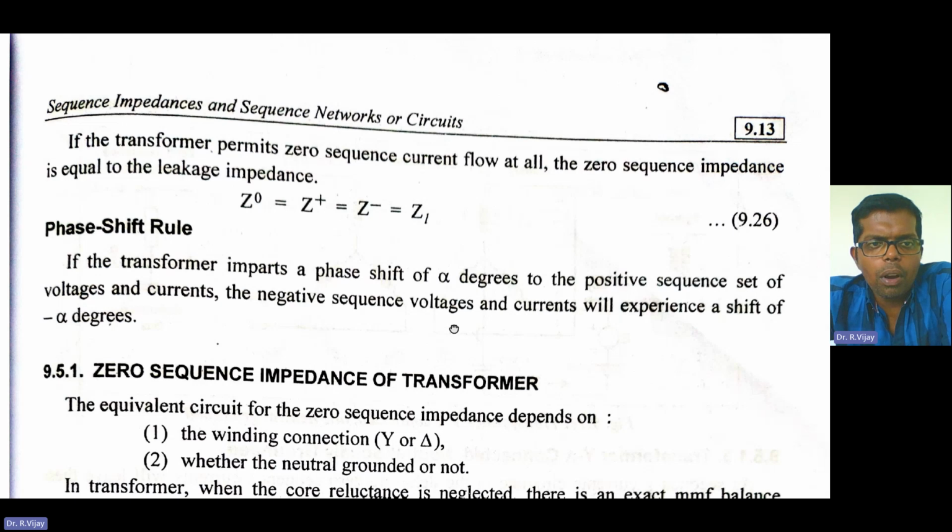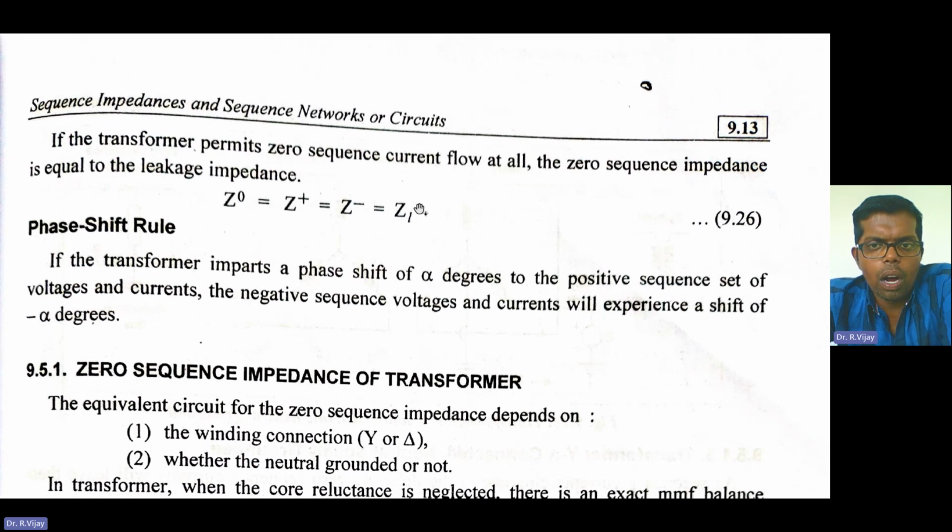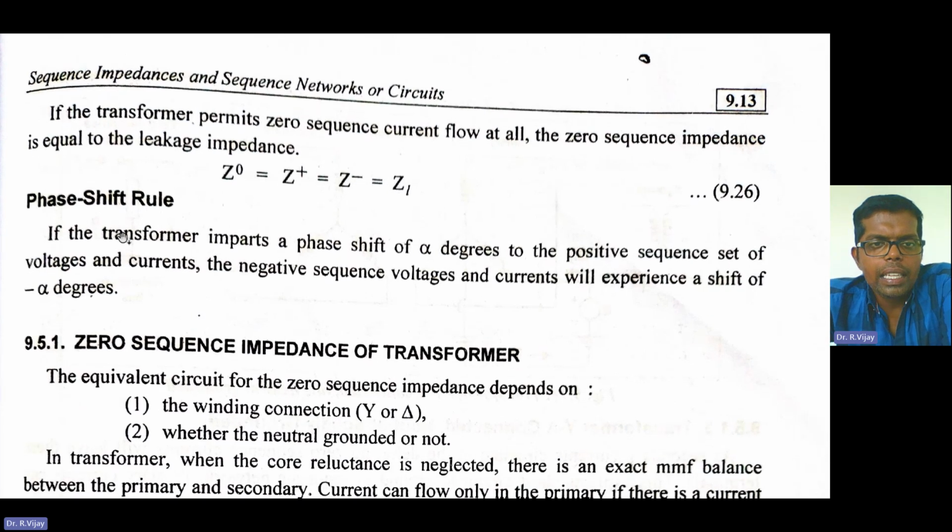And if the transformer permits the zero sequence flow at all, the zero sequence impedance is equal to the leakage impedance, that is Z naught equal to Z plus, that is equal to Z minus, that is equal to ZL. Okay, ZL. That is, for zero sequence current flow, the zero sequence impedance of the transformer is equal to the positive sequence impedance and the negative sequence impedance, that is nothing but ZL.